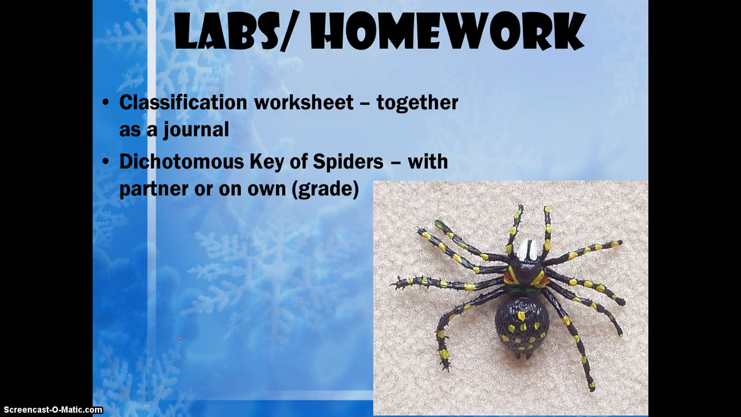Does the arachnid have an abdomen with a tail, or is it an abdomen without a tail? Well, there's definitely a tail there, so where are we going? Number 3. Is the tail a thick tail with a stinger at the tip, or is it a slender tail without a stinger at the tip? There's definitely no stinger, so we're going to number 4.